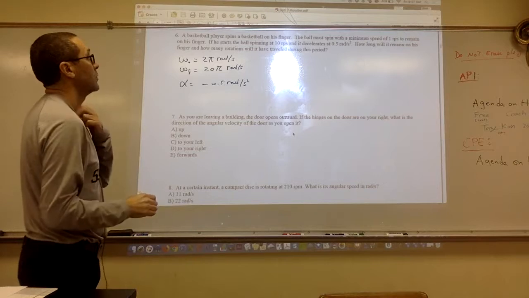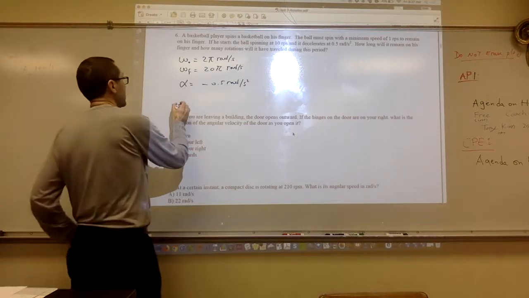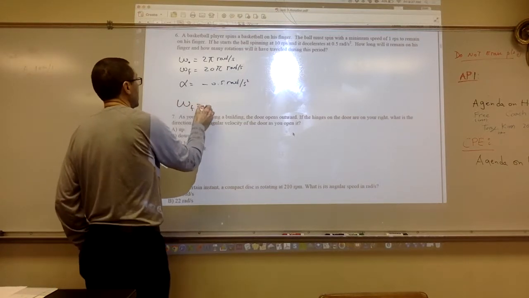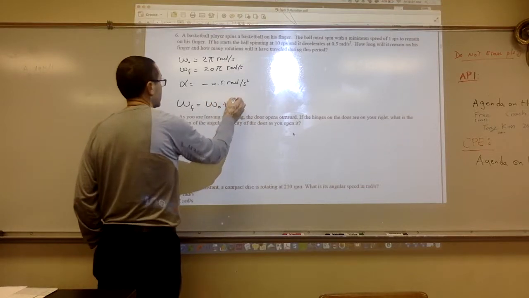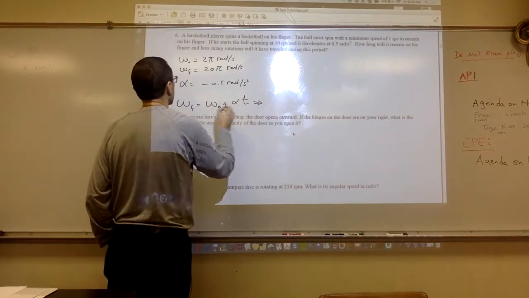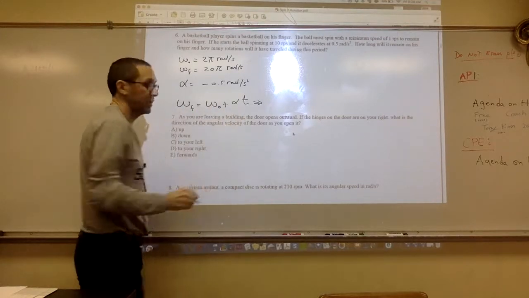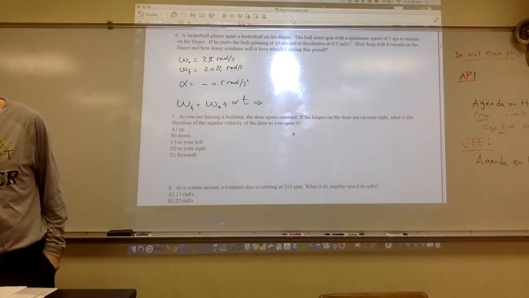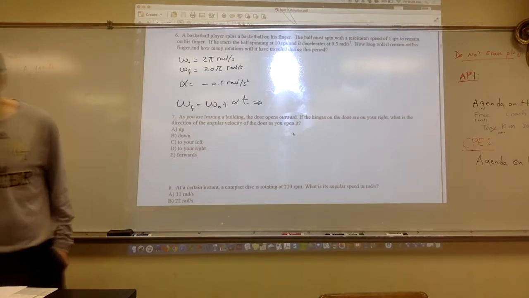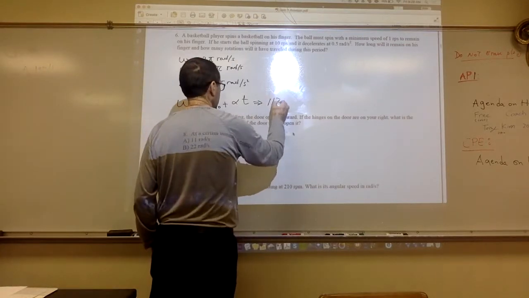We're looking for how long it will take. Okay, how long will it stay on his finger? So I think we have to use this one here, the most linear one. So we're going to put in 20 pi here, 2 pi here, negative 0.5 there, and the time should be 113.10 seconds.